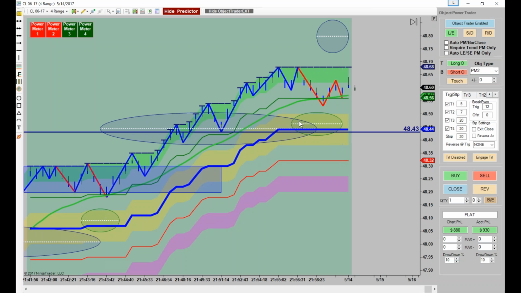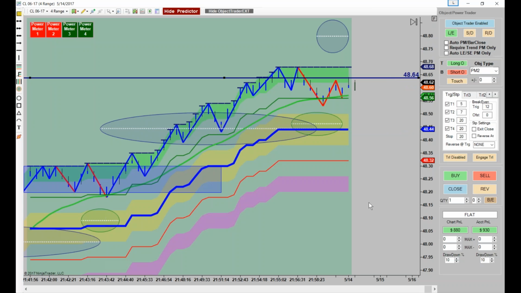But doesn't lightning do that for you anyway? Look at that. Power meter 1 and 2 are still red. It would have to take that out with the close of a bar to actually fire my 1 contract. And let's see if we can get our trade.